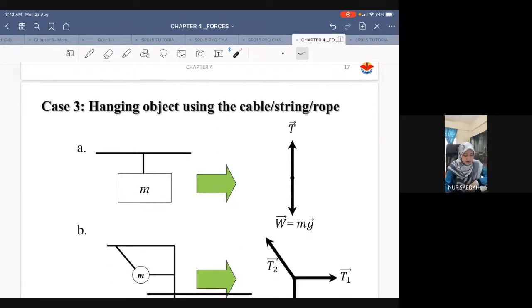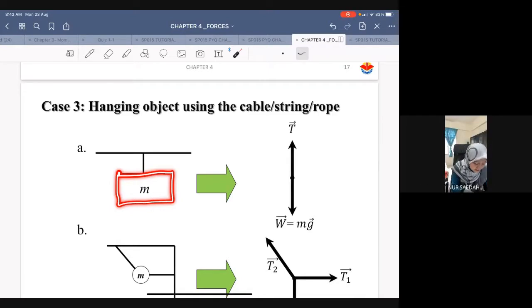Okay, hanging object like cable, string or rope. Yang pertama sekali, objek kita tengah buat free body diagram of the object. Okay, so tengok kat mana objek awak. Okay, here is our object. Dia in contact tak with other surface? Dia touch tak surface siapa-siapa? Tak touch pun kan. Kalau dia tak touch maksudnya dia tak in contact. So tak ada normal reaction force.